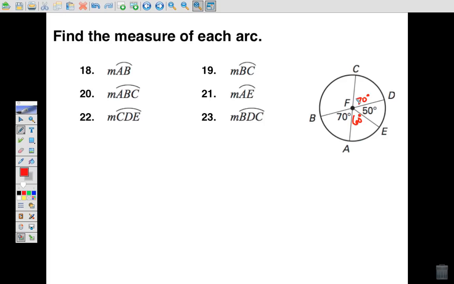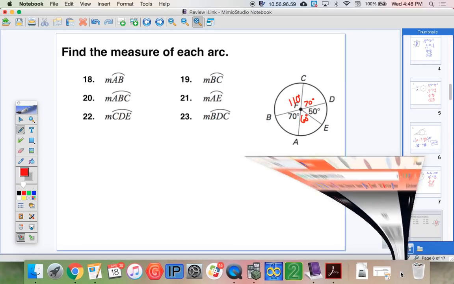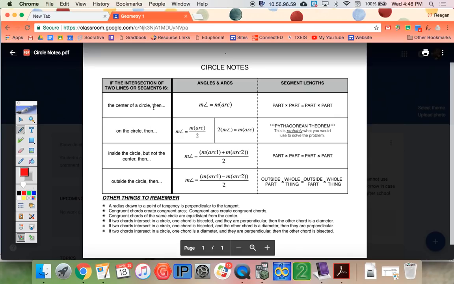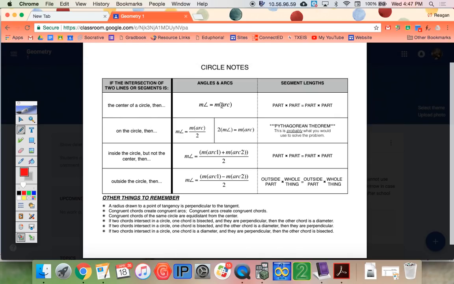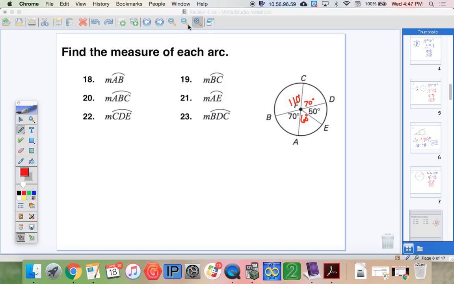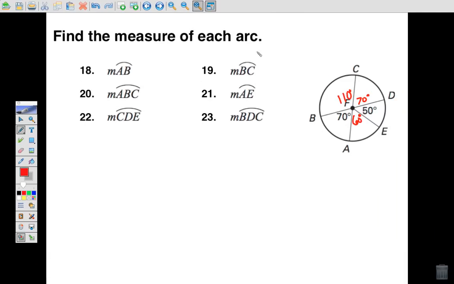this one. Then these two make a half circle, so you can do 180 minus 70 and get 110 for this angle. Now because these are in the center of the circle, the angle equals the arc. So if this angle is 70, this arc right here is 70. So measure of arc AB is 70.